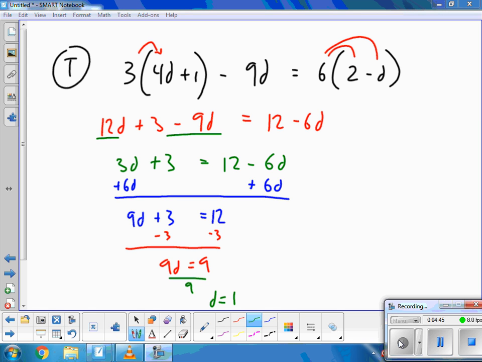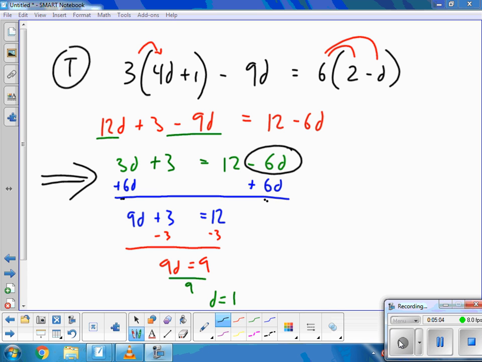This was fun. This one worked all the way out and ended up with d equals 1. Just ended up being 1. One little 1. A couple things I had to keep an eye on, like right here on this step, is I saw that I had negative 6d, so I did the opposite. I added 6d to both sides.